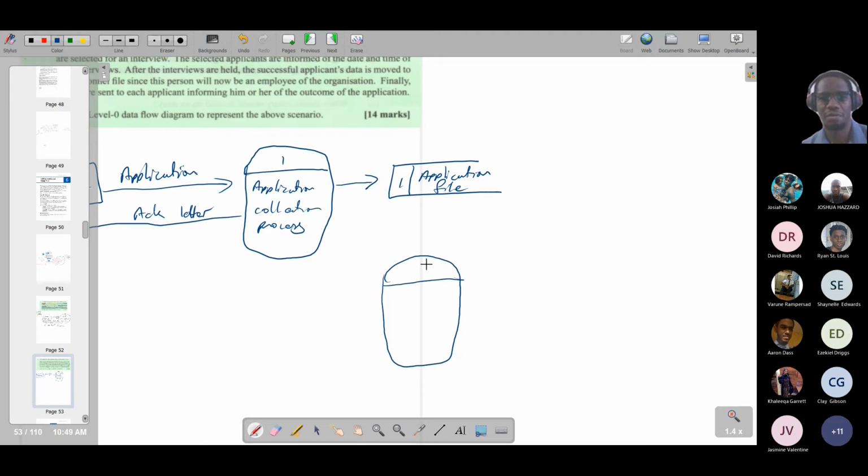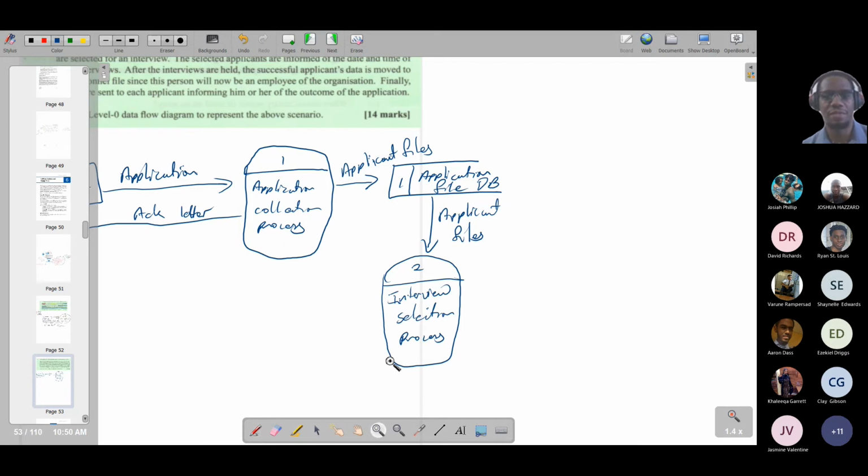I hope I give myself enough space to write there. Interview selection process. And what are these? These are the applicant files, and those applicant files are pulled from the application file database for the interview selection process.